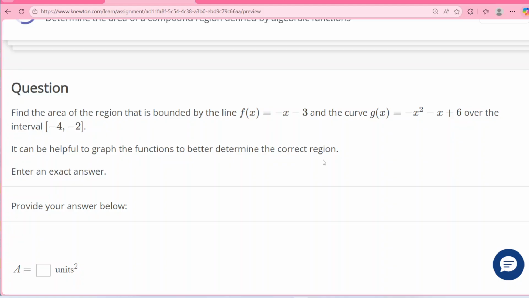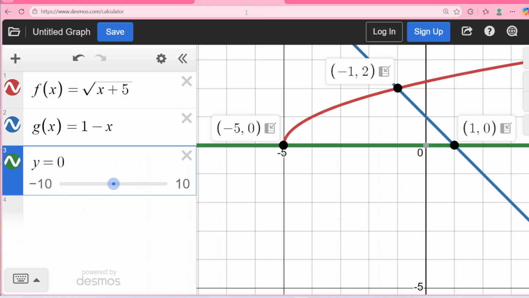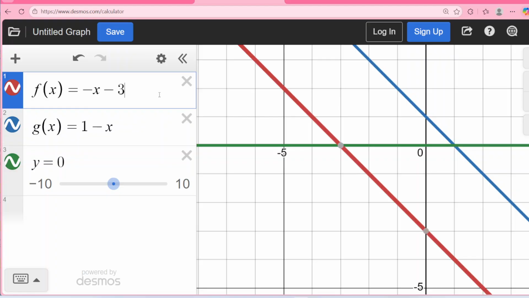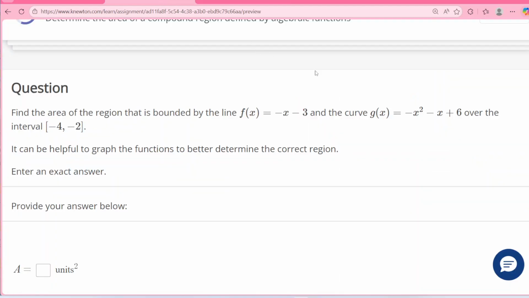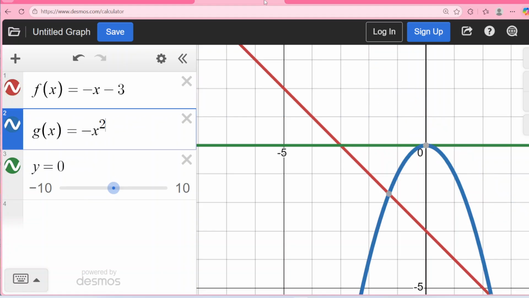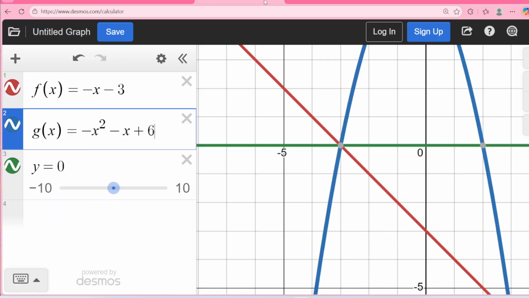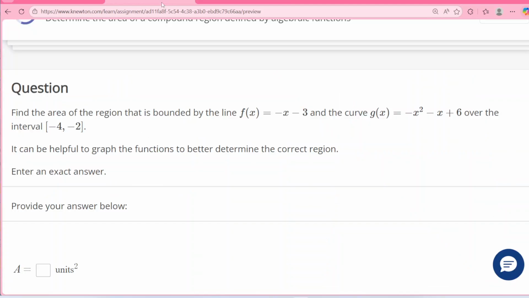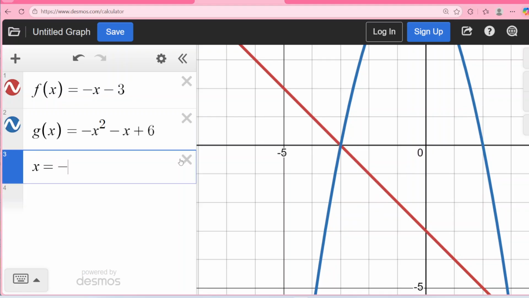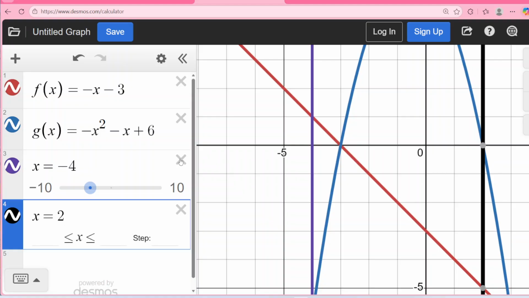All right, so again, I'm just going to do these in Desmos. So we got f is some line. And you should set them equal to each other, figure out where they meet. But it was just -x minus 3. There's f. G is -x squared minus x plus 6. And over the interval from -4 to -2. So again, I'll put x equals -4 to x equals -2.